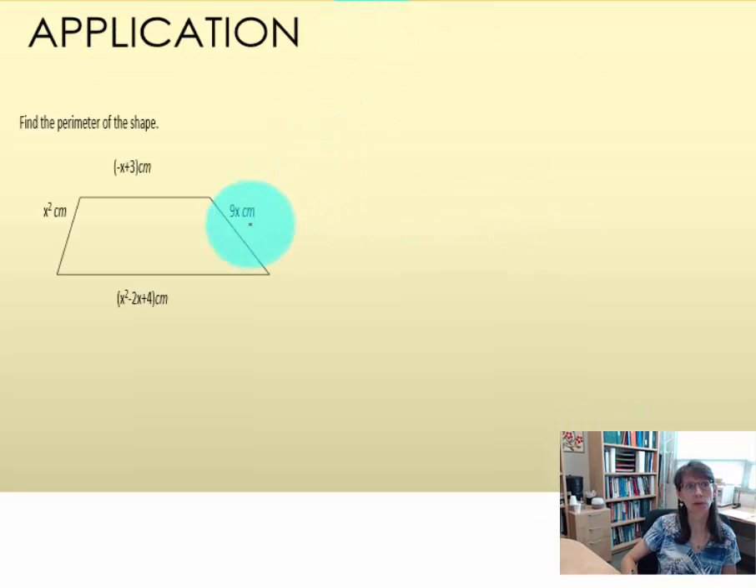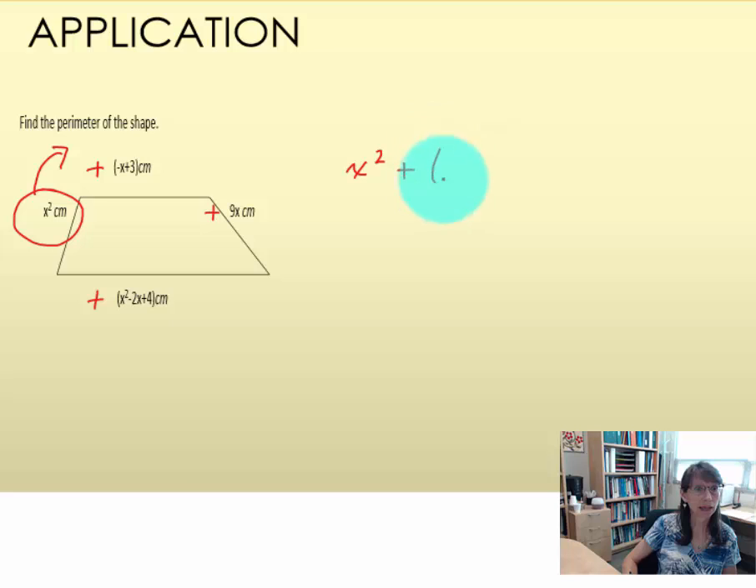One application problem that could be done with addition of polynomials is the perimeter of some shape. Now this shape is four-sided. So I'm just going to pick one place to start with x squared, and I simply add all of the other sides to that amount. So I'll just continue in a clockwise direction.